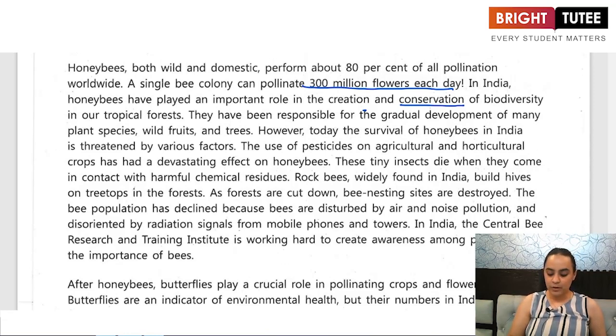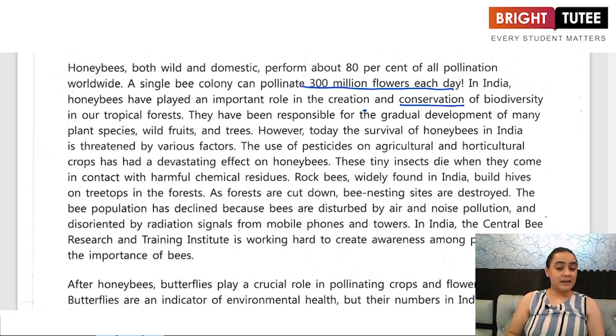They have been responsible for the gradual development of many plant species, wild fruits and trees. And it is because of the efforts of these honeybees only that we have seen the development of many plant species, fruits as well as trees. However, today the survival of honeybees in India is threatened by various factors. So there are a lot of factors which are creating a danger for the survival of the honeybees.